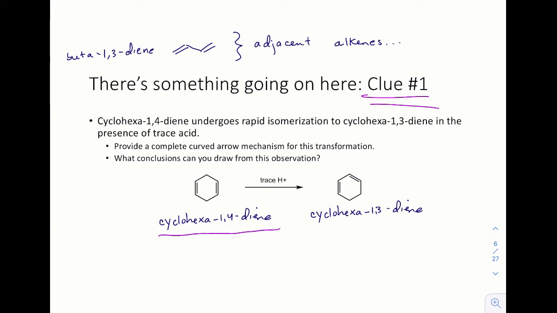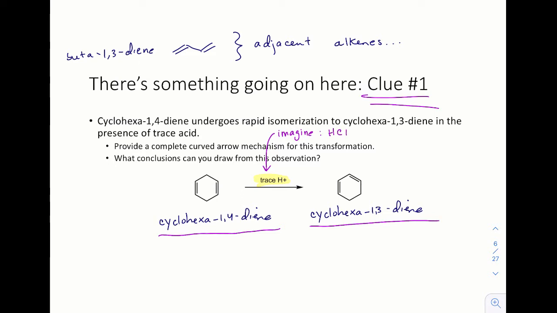Cyclohexa-1,4-diene will undergo rapid isomerization to cyclohexa-1,3-diene in the presence of trace acid. It doesn't really matter what this trace acid is, what its chemical identity is, but for our purposes today, we can just imagine that it's hydrochloric acid.